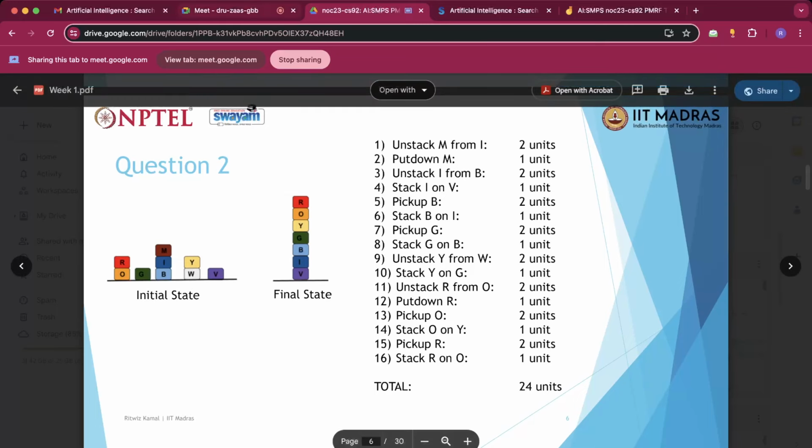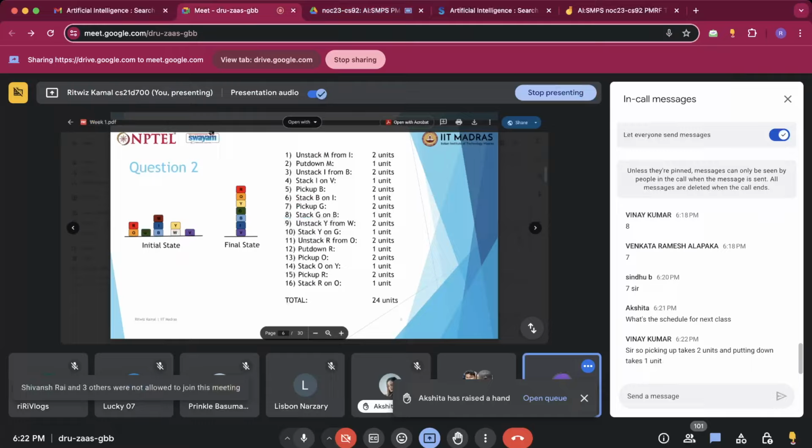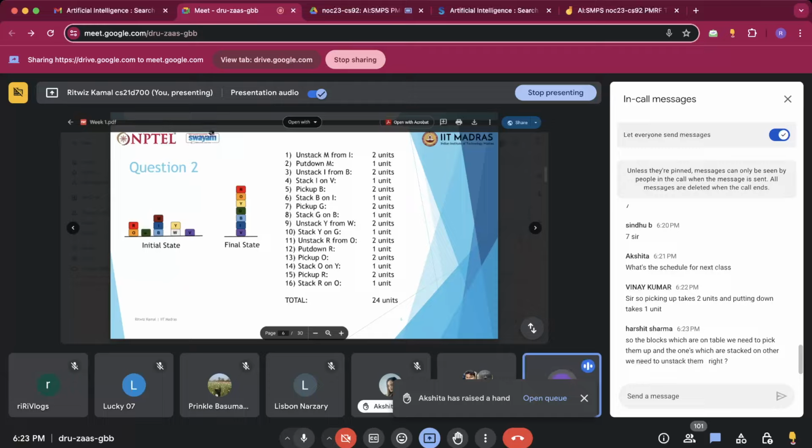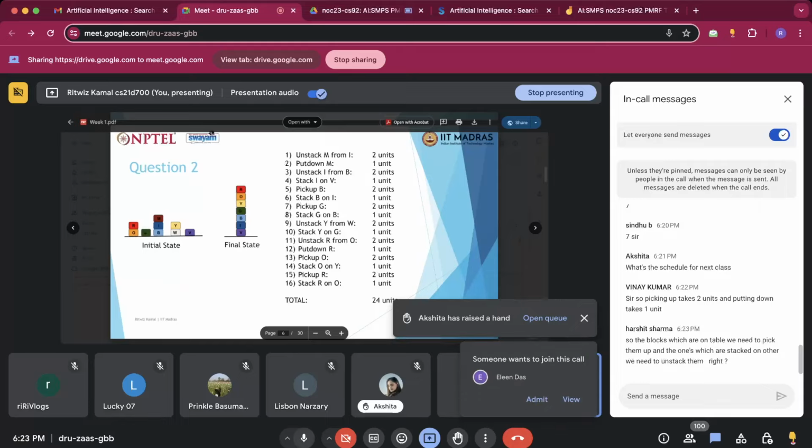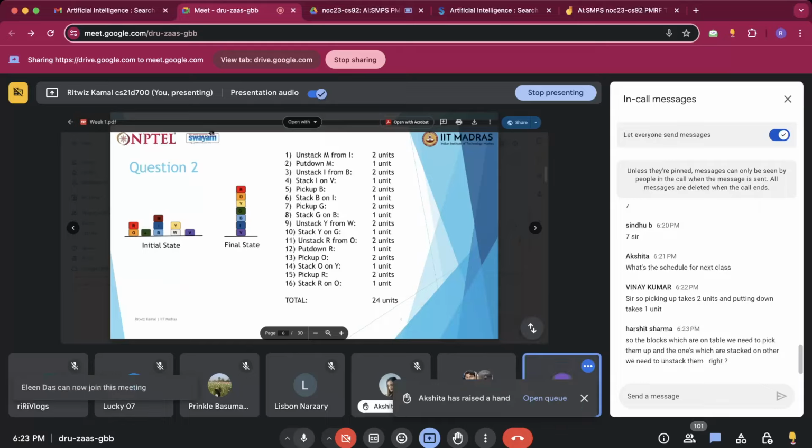Okay, so I'll leave this screen on for a while and let you go through it so that you can be convinced that this is the correct solution. Yes, Vinay, picking up takes 2 units and putting down takes 1 unit. This is something that the question told us to assume, that's why we are going this way. If the time units had been different, then we would have gotten a different set of actions maybe, or a different sum total of the time that is required.